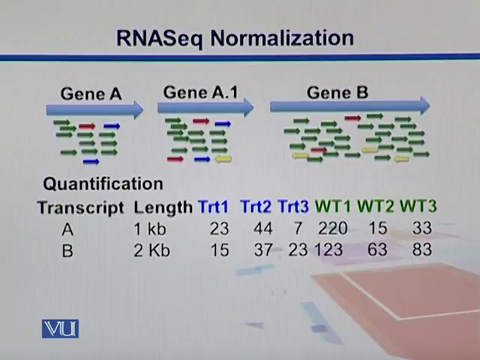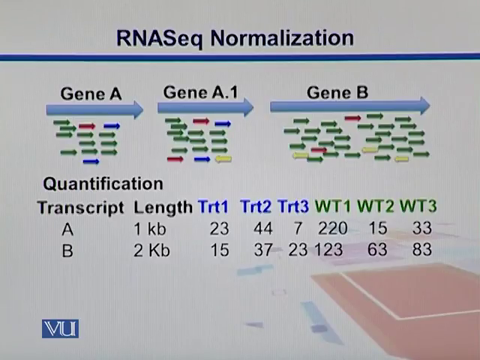So here we see two genes. Gene A has two alternative splice variants, so it's represented as gene A and A.1. Then there is a gene B. If you look at the lengths of these two genes, we see that B is quite a bit longer as compared to the two alternative splice variants of A. So there is a length-wise bias. Obviously the longer gene will get more reads aligned to it. So we need to take this factor into account.